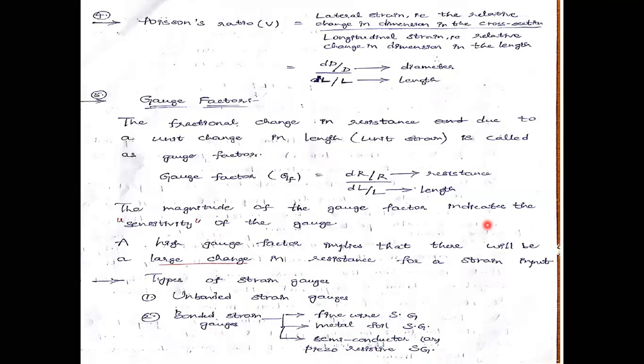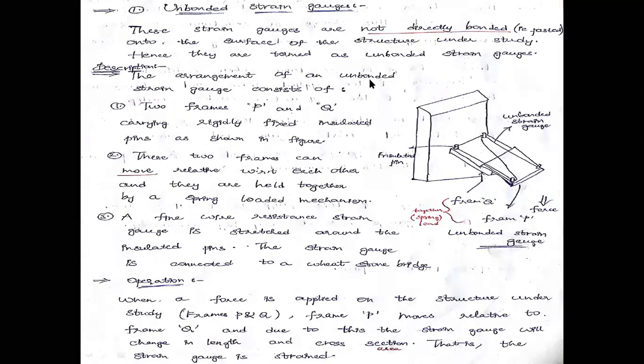అదేంటంటే డయాగ్రామ్, వాట్ ఈస్ ది పిక్చోరియల్ రిప్రజెంటేషన్ ఆఫ్ ఈచ్ అండ్ ఎవ్రీ స్ట్రెయిన్ గేజ్ ఈజ్ ఇంపార్టెంట్. ఆ పిక్చోరియల్ రిప్రజెంటేషన్ని మీరు మెమరైజ్ చేసుకోవాలి, దాన్ని రిఫ్లెక్ట్ చేయాలి మనం ఎగ్జామ్లో. హియర్ ఫస్ట్ వన్ ఈస్ ది అన్బాండెడ్ టైప్ ఆఫ్ స్ట్రెయిన్ గేజ్.